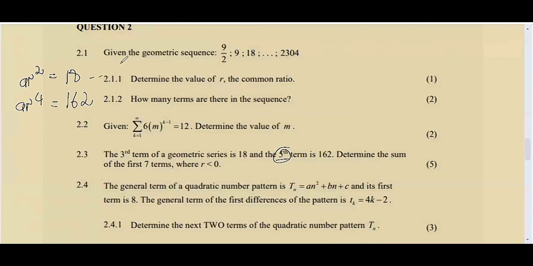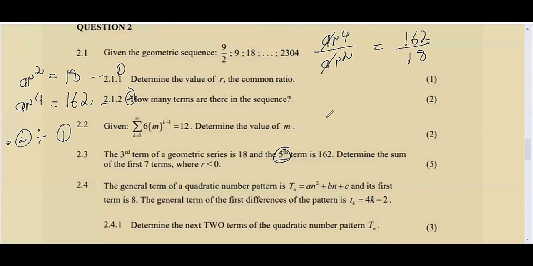Now at this point, let's call this equation 1 and call this equation 2. We can say equation number 2 divided by equation number 1, right? So that means we will end up with AR to the exponent of 4 over AR to the exponent of 2 is equal to 162 divided by 18. So I'm taking this whole expression divided by that. And it's always the one with the big exponent over the one with the small exponent. So the A and A here will cancel out.